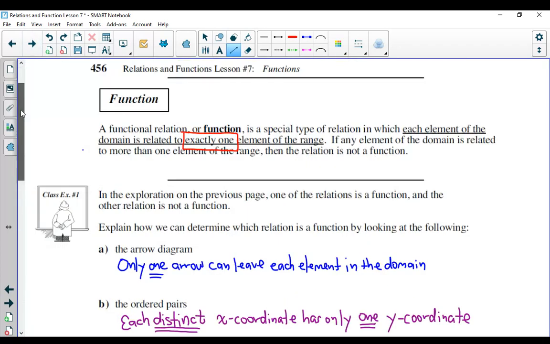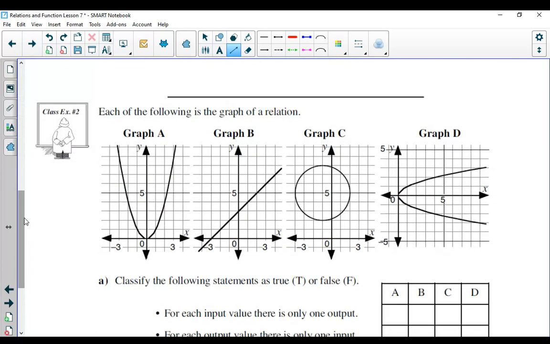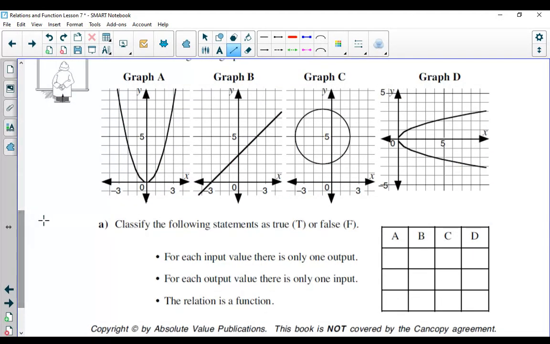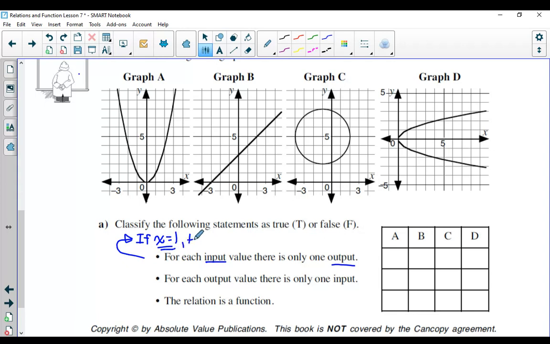All right, let's go over to the second example. It says each of the following is a graph of a relation. So you have graph A, B, C, and D, and it wants me to complete this table by identifying true or false statements. Okay, so I'm going to grab a different pen color. Okay, so for each input value, there is only a single output value. So let me give you an example of what that means. Like, let's say, for example, we looked at x equals 1, then what would the y value be?